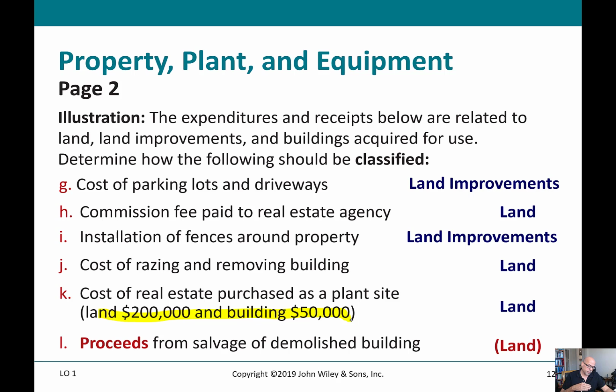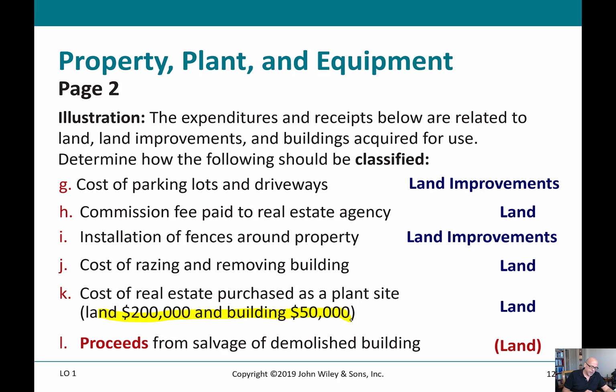If we're going to use the building, then we would be required to take that entire purchase price and allocate it accordingly to the land and building. We call that a basket purchase, and I'm going to show you an example here in a little while of how you would handle a basket purchase. So in this case, since we're attributing the entire purchase price of $250,000, that's all part of the land.